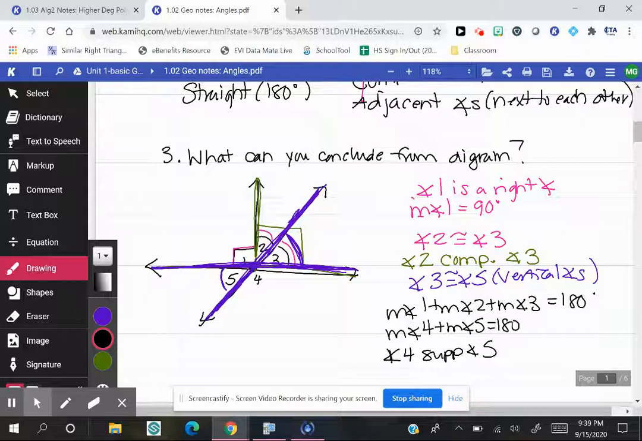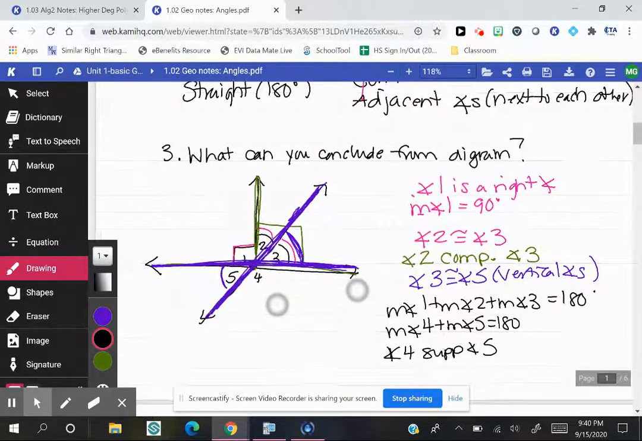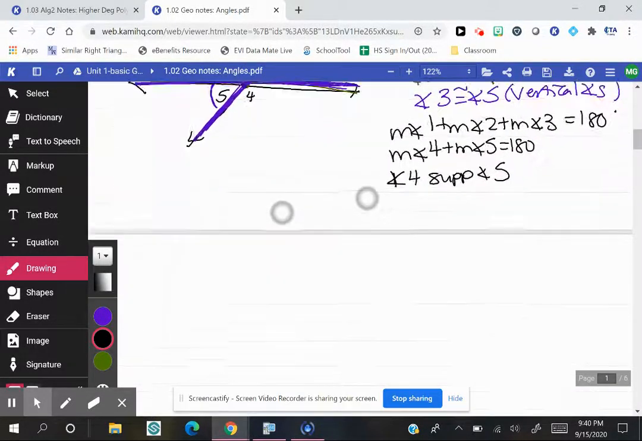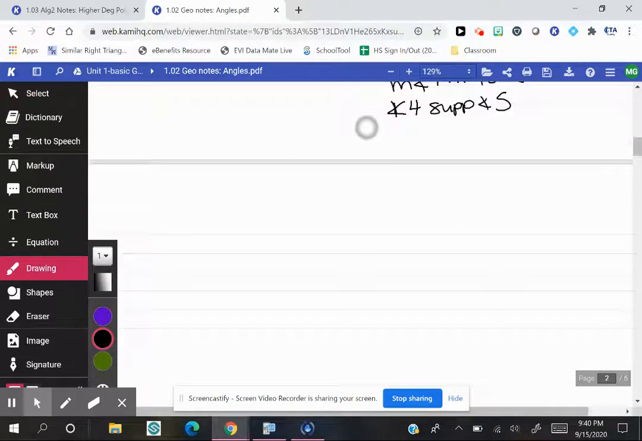So just some conclusions. I wanted to draw your attention to the markings: a box to show right angles, the arc marks to show congruency, and always be looking for those linear pairs and complementary angles.